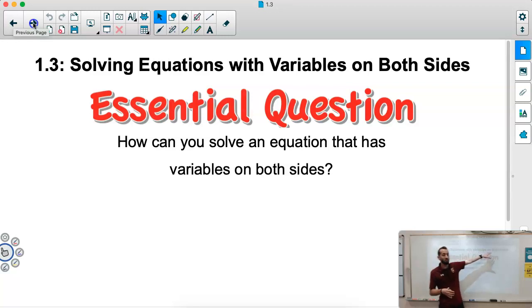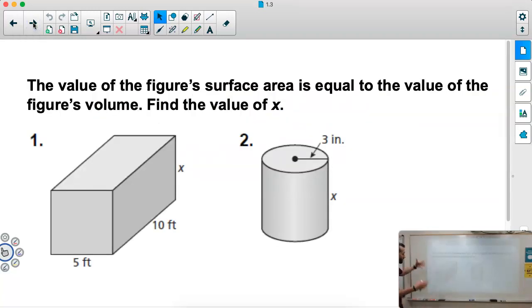And on these ones, uniquely, the variable is going to be on both sides. So far, we've had the variable in one place, and we've moved all the numbers away from it so that we could isolate the variable. Now the question is, what if it's on both sides? To do that, we're going to start with some problems like this. It says the value of the figure's surface area is equal to the figure's volume.